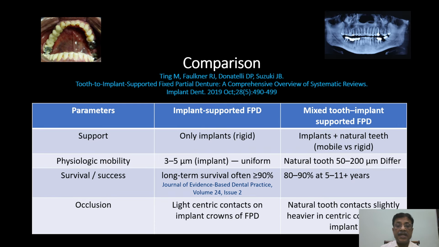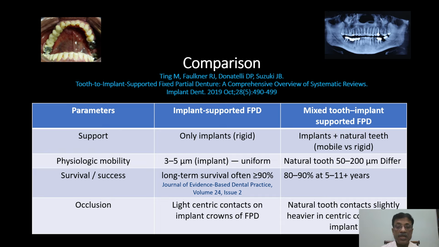Now, what is the comparison between an implant-supported FPD and a mixed tooth-implant-supported FPD? This is the thing that we need to consider, the pros and cons of these two treatment plans. If we consider only an implant-supported FPD, it is totally supported by implants. So the implants and bone have a rigid connection, whereas if we consider a mixed tooth-implant-supported FPD, there is a difference in the mobility of the implant and the natural tooth. So it may cause some problems, and we will discuss.